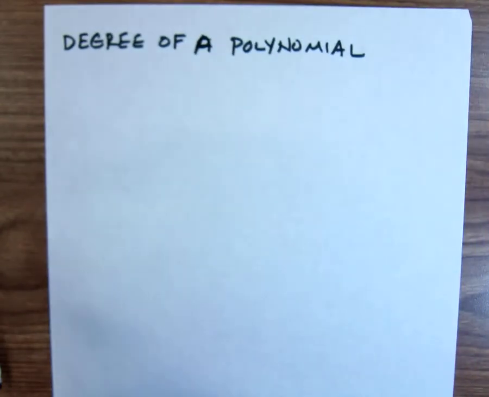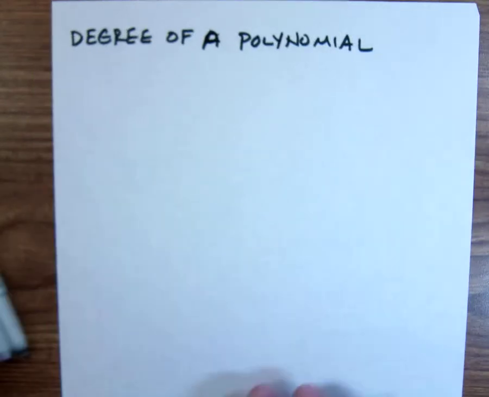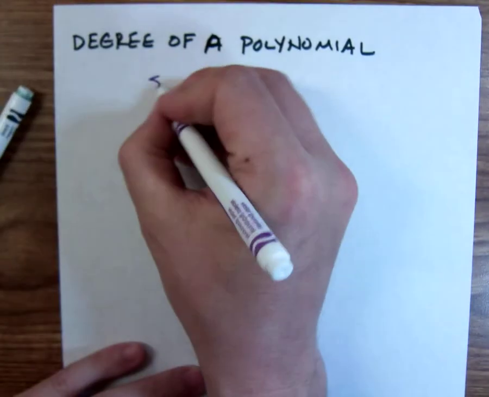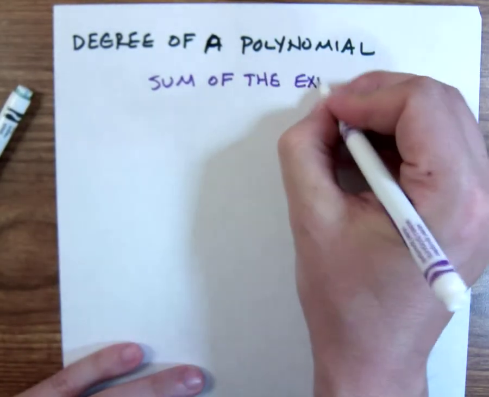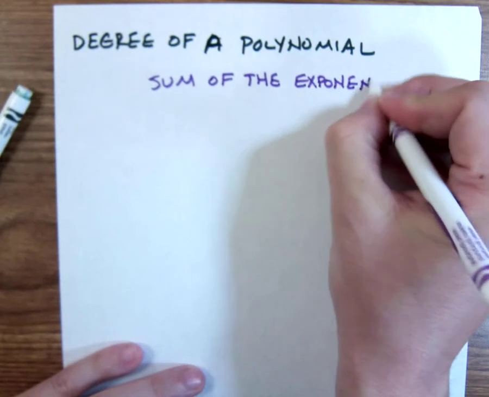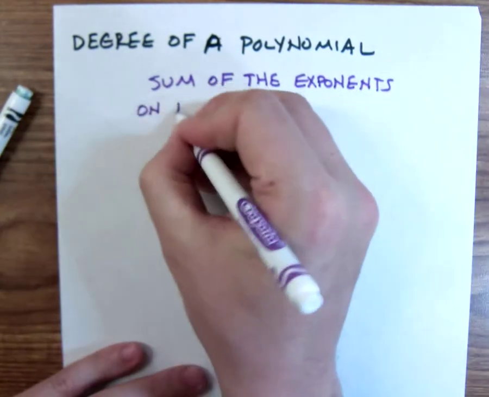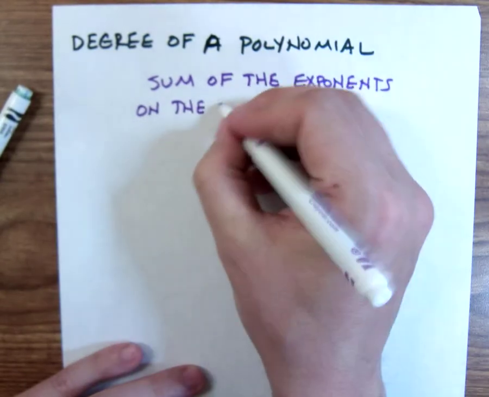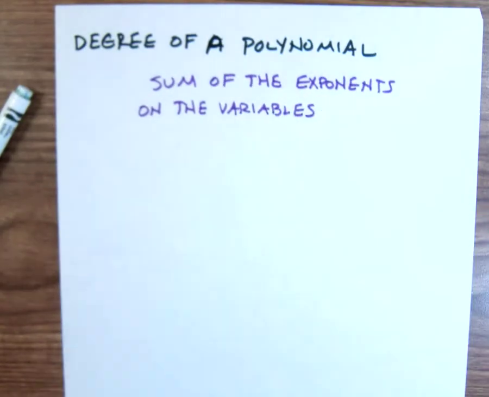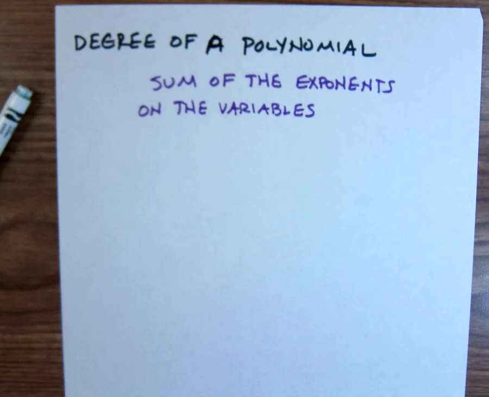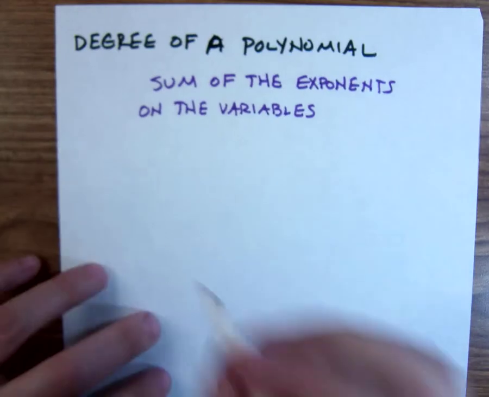Cool. So degree. The degree of a polynomial is the sum of the exponents on the variables. That is a fancy way of saying the degree of a polynomial means you add up all of the exponents. This is going to be relevant to us in a minute when we start adding and subtracting them, because in order to add and subtract polynomials, they must have the same degree. So being able to tell what the degree is going to be really important to us. So let's start off with an easy one.